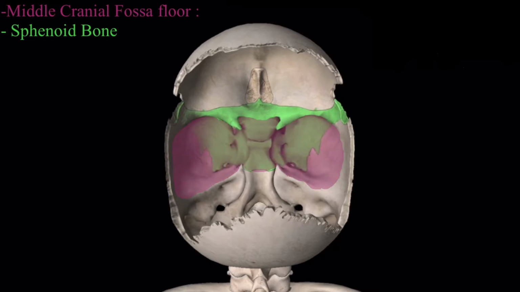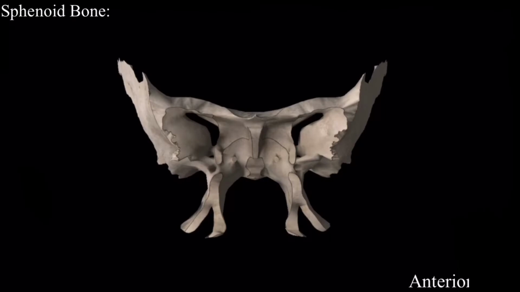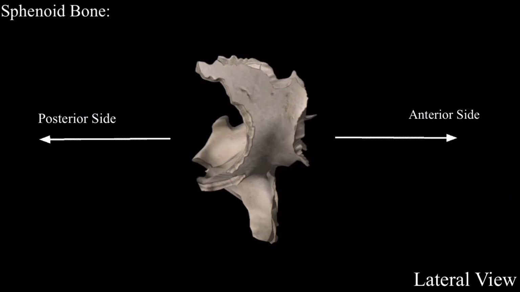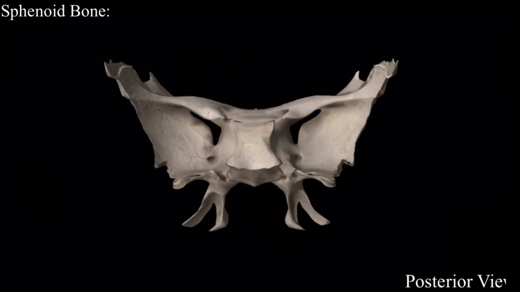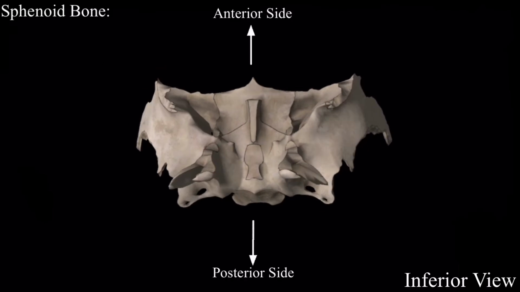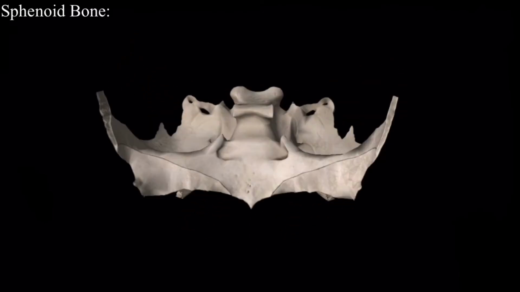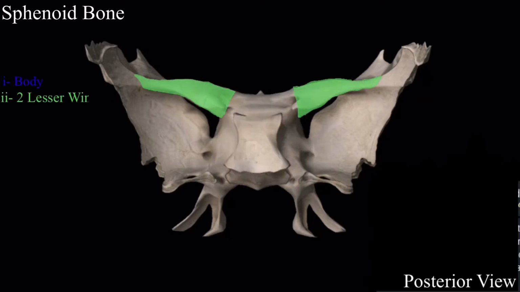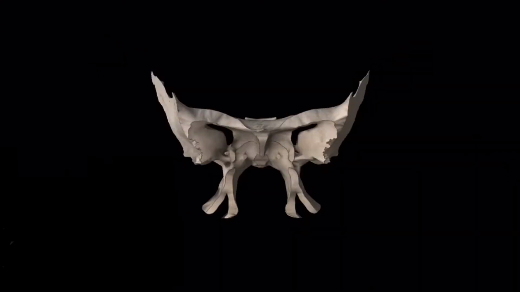the middle cranial fossa. This is the anterior view of the sphenoid bone, the lateral view, the posterior view, the inferior view, and the superior view of the sphenoid bone. For a better understanding of the sphenoid bone, we divide it into a body, two lesser wings, two greater wings, and two pterygoid processes. First, we will discuss the body of the sphenoid bone.